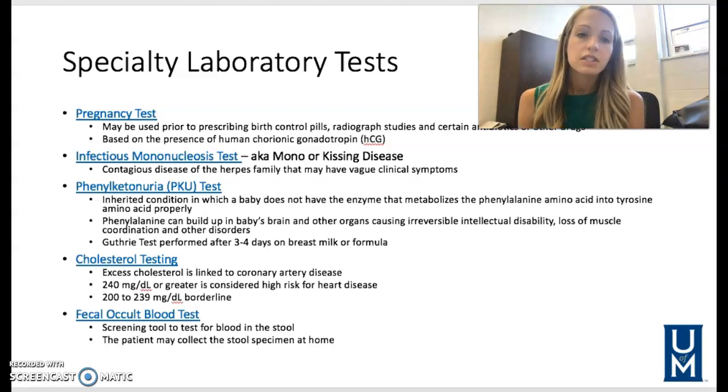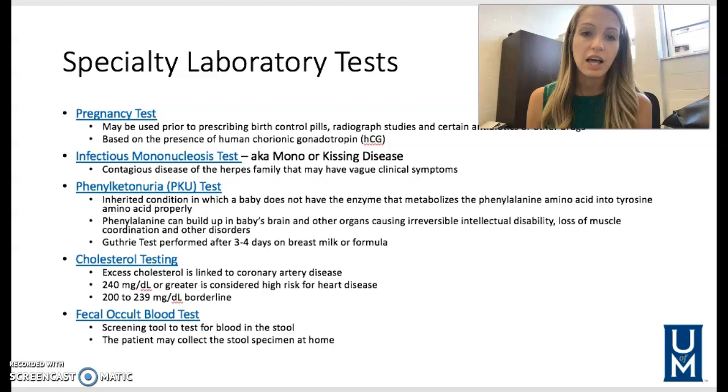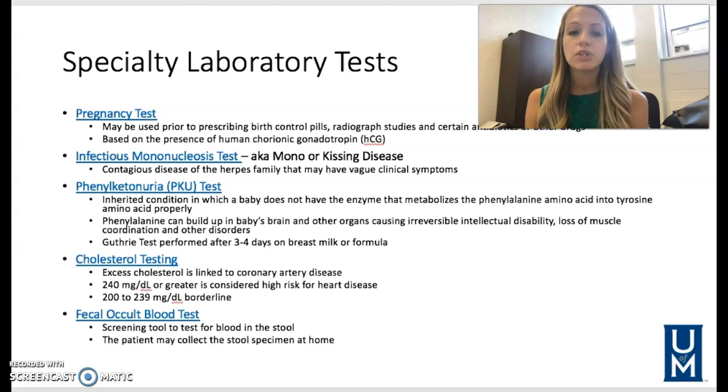Cholesterol testing. Excessive cholesterol is linked to coronary artery disease. It's what builds up that plaque in our arteries. 240 milligrams per deciliter or greater is considered high risk for heart disease. And anywhere between 200 and 239 is borderline high cholesterol. So just kind of noting that.